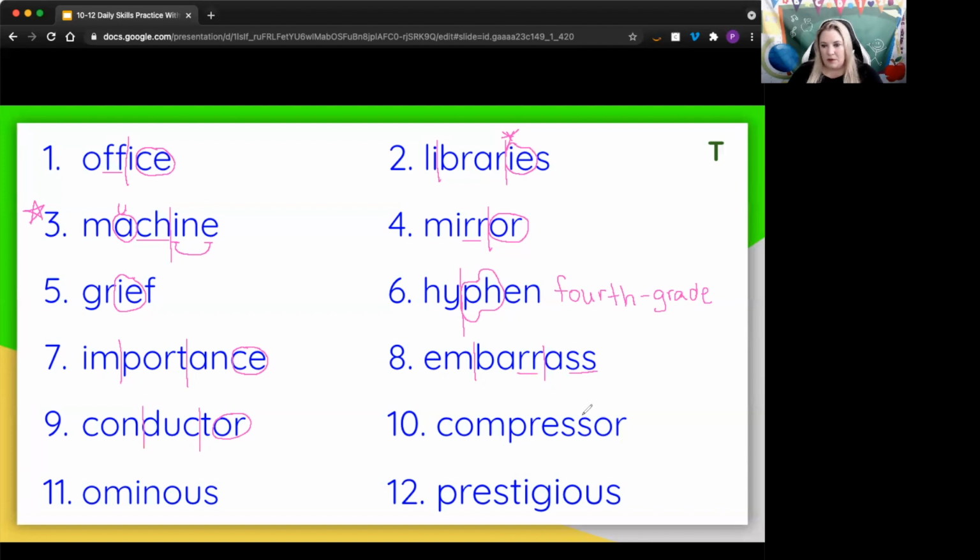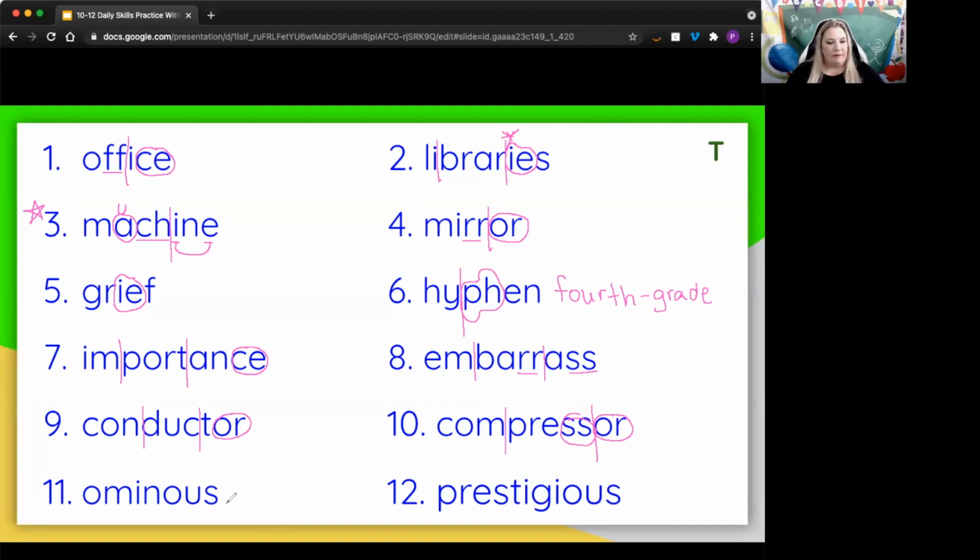Okay, in this word, I see 2 S's, and OR might make the sound in this word. That's it. So let's just start in. Com, press, and then compressor. A compressor is anything that compresses. It pushes down, takes the air out, and makes something really small. Compressor.